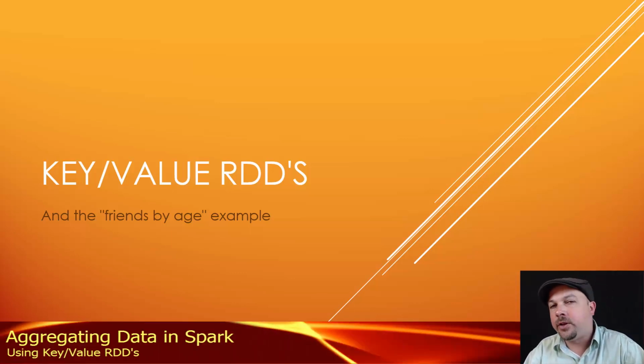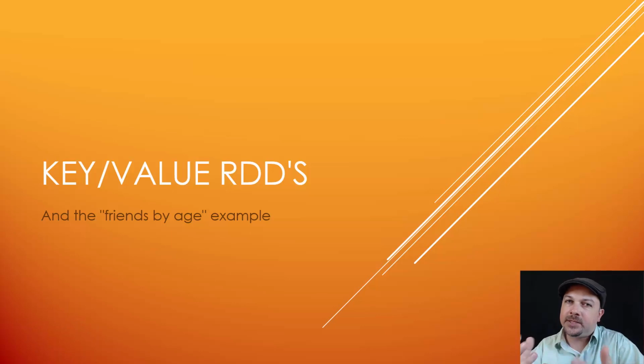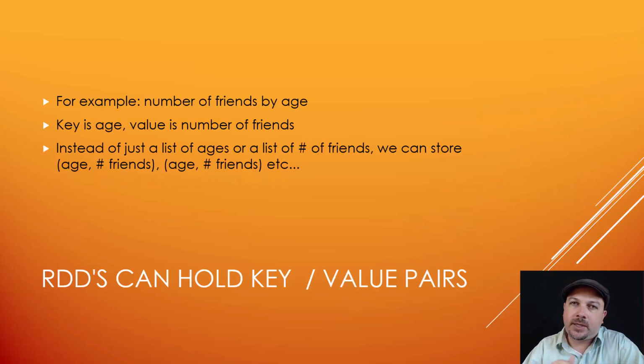Let's talk about key value RDDs. Very common thing to deal with, so we want to understand how they work. Basically, any time that you have to aggregate information down to some key value, you're going to be using key value RDDs. For example, let's consider a case where we need to figure out the average number of friends broken down by age in some fake social network that we have.